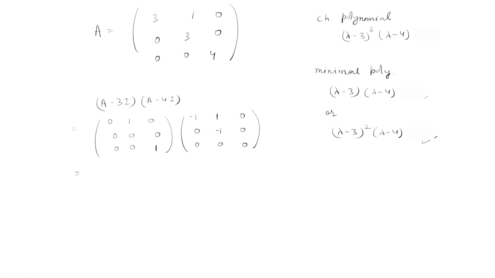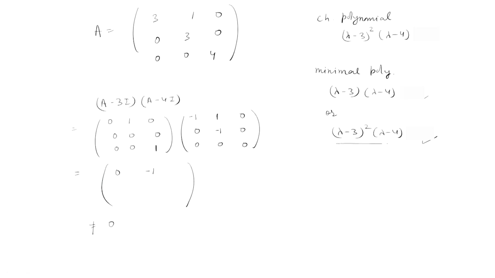Now, what is the product of these two? You multiply this with this, you get 0, and you multiply this with this, you get minus 1. If even one element comes out to be non-zero, this means the product is not equal to a null matrix. And if it is not equal to the null matrix, that means this can't be the minimal polynomial. So, what is the minimal polynomial then? The minimal polynomial will be the other expression, (lambda minus 3) whole square into (lambda minus 4). In this way we can find the minimal polynomial of a matrix A.